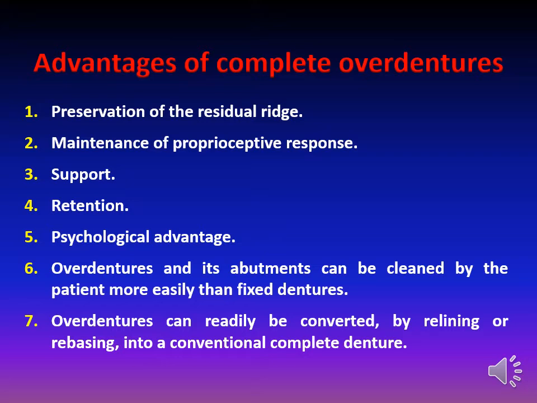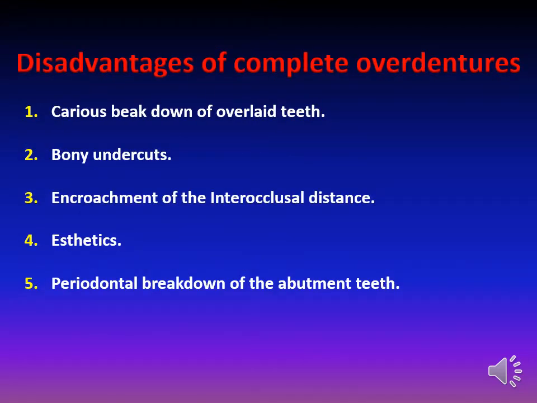Overdenture and each abutment can be cleaned by the patient more easily than a fixed denture. Overdenture can easily be converted to a complete denture by relining or repair. The disadvantages of complete overdenture: caries and breakdown of overlaid teeth, and we can overcome this problem by home care, follow-up with the dentist, and application of stannous fluoride.